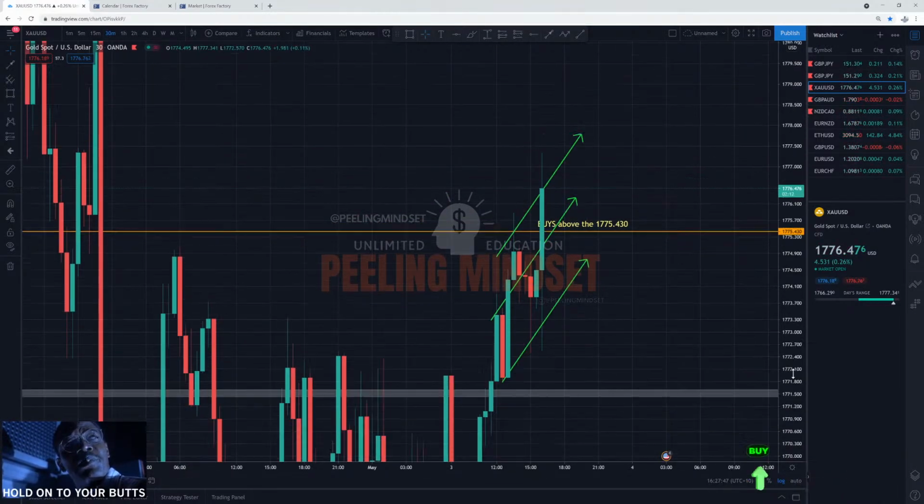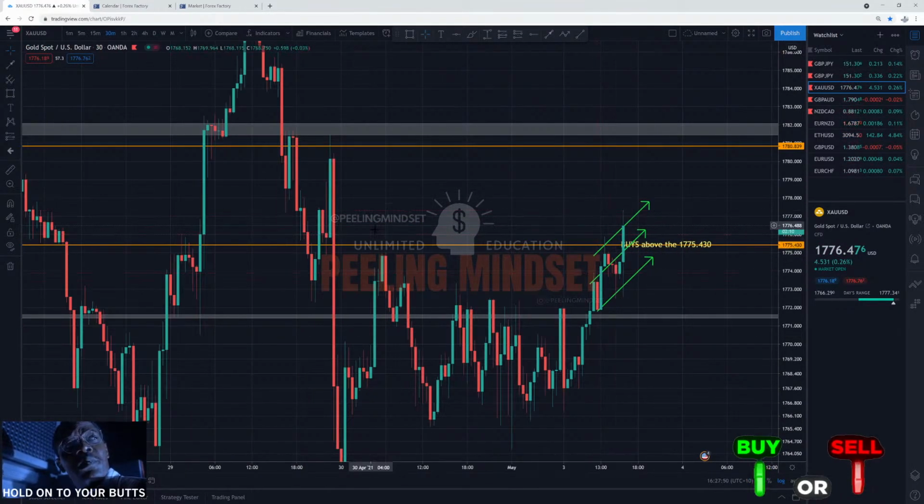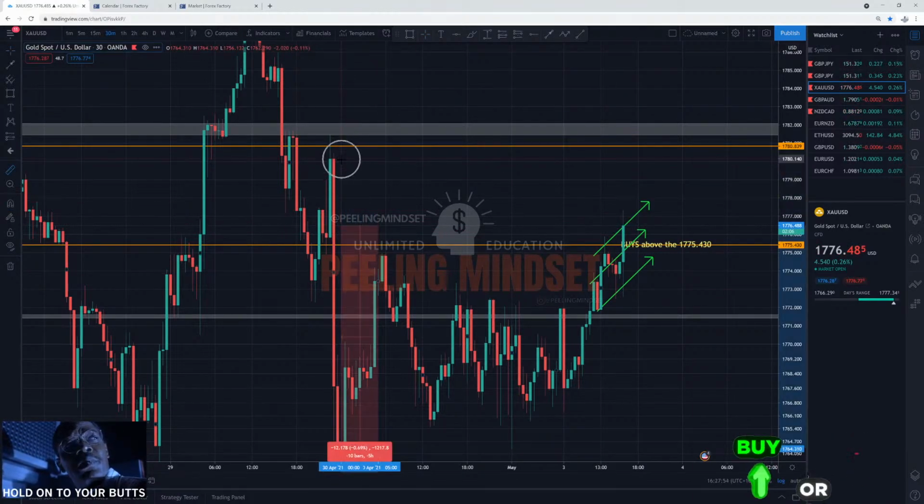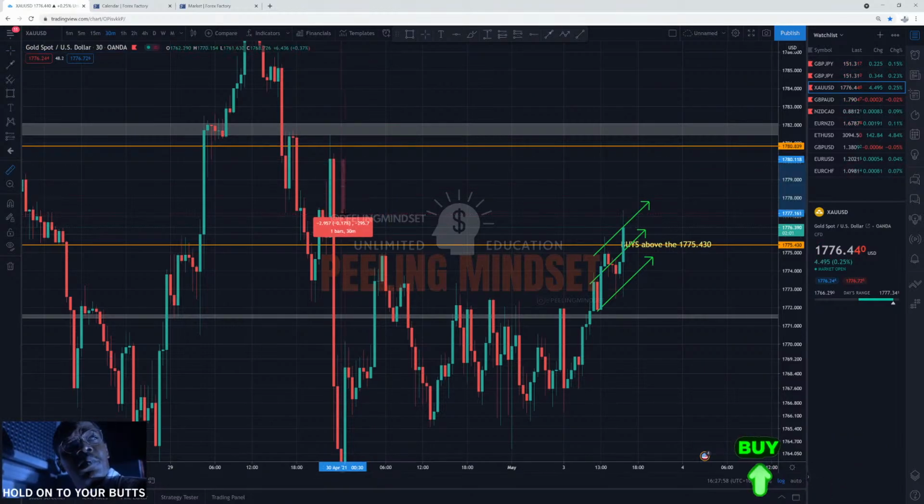So 30 minutes is going to close in the next 2 minutes. Definitely, we do have a clean range on the left-hand side. So have to wait.